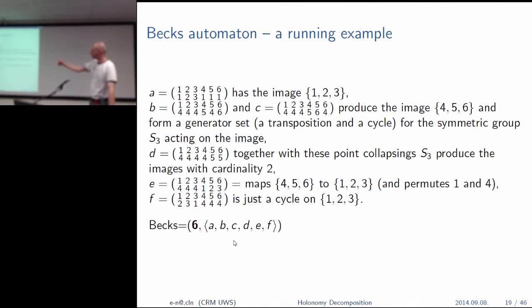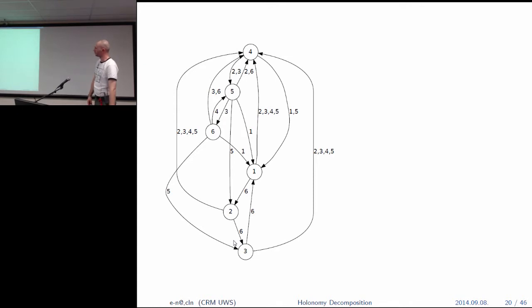Okay, so here we have a transformation semigroup on 6 state points generated by these transformations A, B, C, D, and F. And the automaton looks like this. In the rest of the talk, we are just going to explore the structure of this automaton. And as you can see, while you look at it, can you say anything about it? Well, not really. I mean, everything is encoded in this picture, the state transition graph of the automaton, but that's not readily consumable, at least by humans.